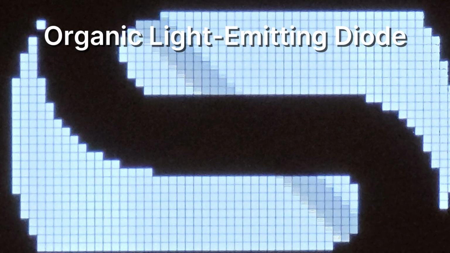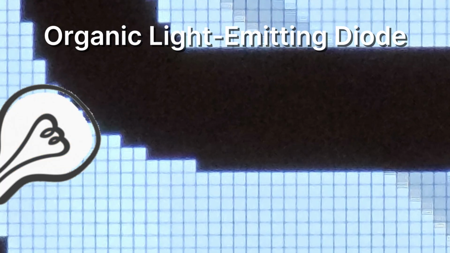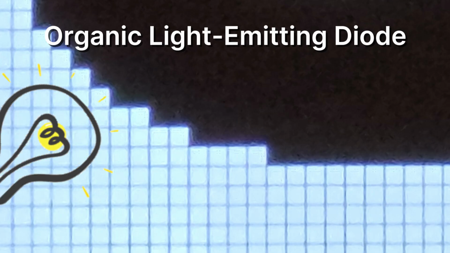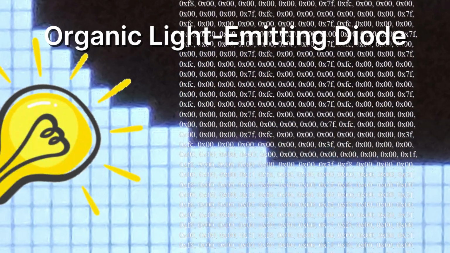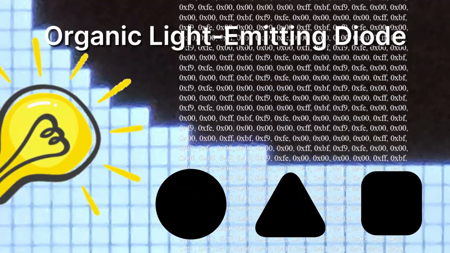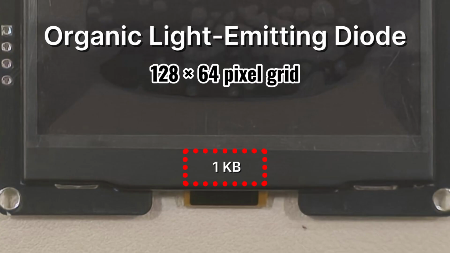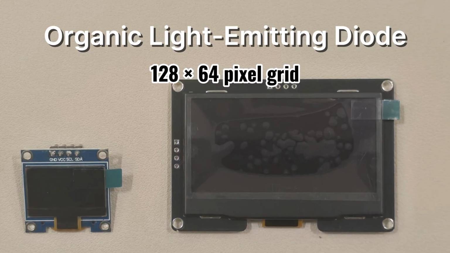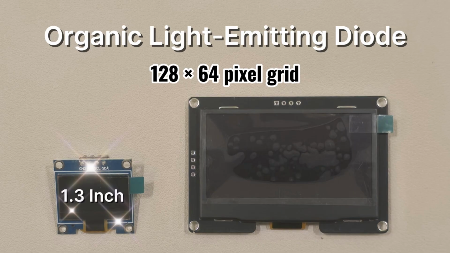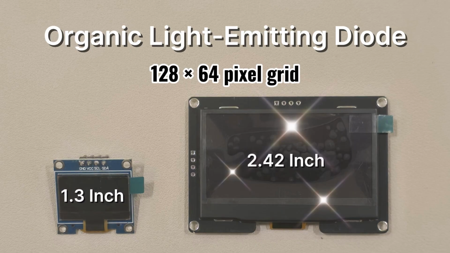Zoomed in, it's simply a grid, each pixel either lit or not. The code decides which ones turn on to form text or shapes, and that decision is exactly what's sitting in that 1 kilobyte of memory we just talked about. Worth knowing too, this resolution, 128 by 64, comes in a few different physical sizes. 1.3 inch and 2.42 inch are both common, with same pixel count and same memory cost, just a bigger or smaller physical screen to look at.